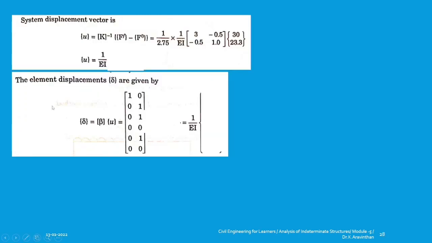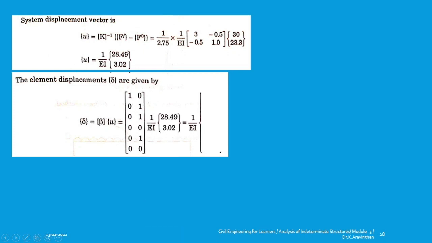Okay. Now the next step is the system displacement vector. How to find that? Small u equals K inverse into f minus f naught. So what is K inverse? You have currently found it here, and f minus f naught you have found out as 30, 23.3. Now if you multiply the component 3 into 30, 0.5 into 23.3, you will get one answer, that is 28.49, and minus 0.5 into 30, 1 into 23. If you add that, you will be getting 3.02. Now this is your u.